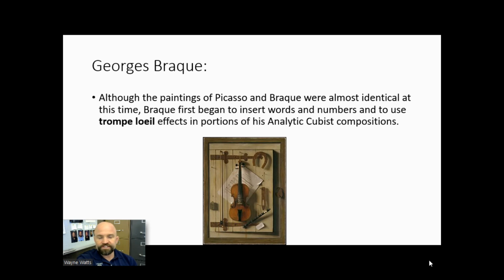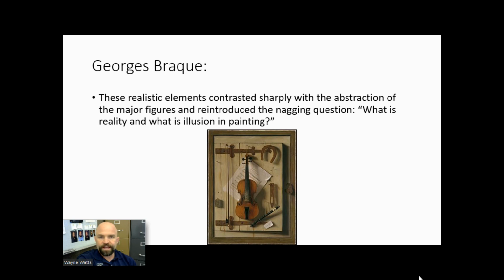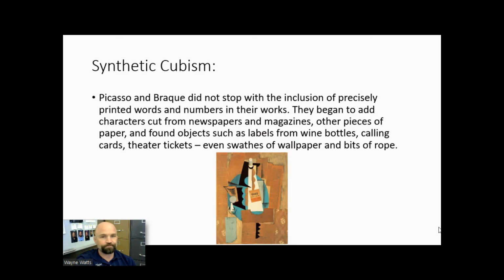Although the paintings of Picasso and Braque were almost identical at this time, Braque first began to insert words and numbers and to use trompe l'oeil effects in portions of his analytic Cubist compositions. These realistic elements contrasted sharply with the abstraction of the major figures and reintroduced the nagging question of what is reality and what is illusion in painting, something that persists throughout in the subject.